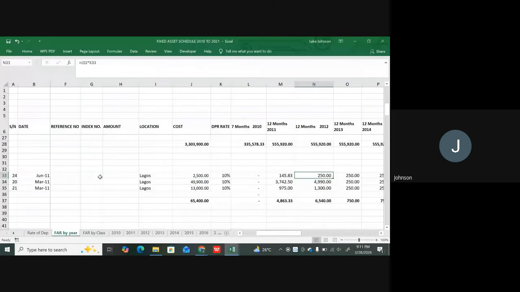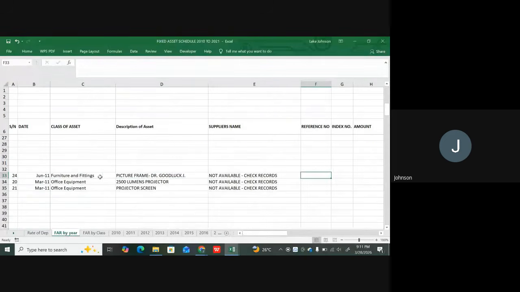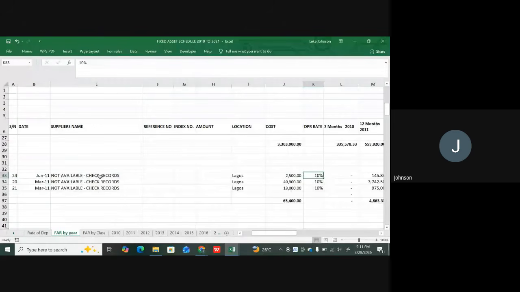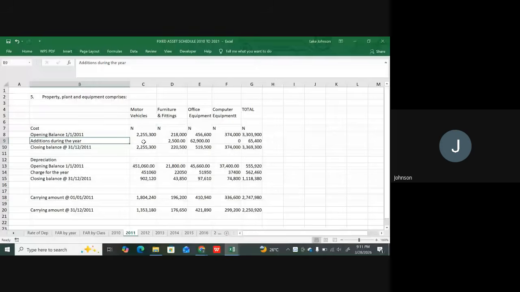What is their cost? Is it their cost that we are particular about? This is the cost for the furniture and fittings. Then for the office equipment, this is the cost for the office equipment. These two are the cost for the equipment, so we are going to add both of them. So in 2011, addition for the year, no motor vehicle was purchased, no computer equipment was purchased, but furniture and fittings was purchased. This also was purchased.